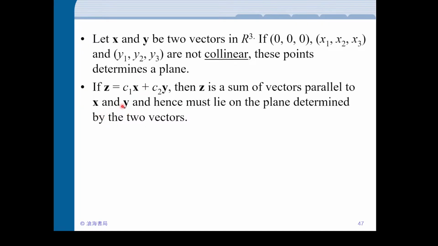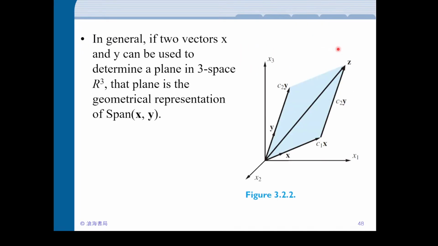So any z equal to some c1x plus c2y will be placed on this plane that's determined by the 3 points. Let's see this in a picture. I should mark the 3 points here: this x point, this y point, and this 0 point. If they are not collinear, they form a triangle, and the triangle is on a plane, and if we extend this triangle, you get a whole plane. The span is just this whole plane.